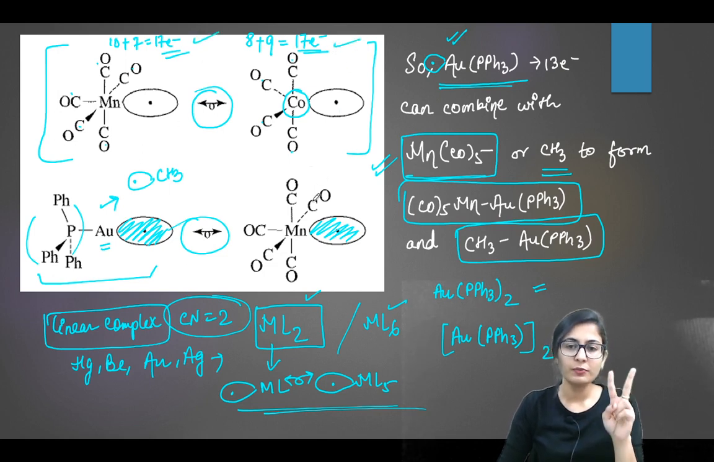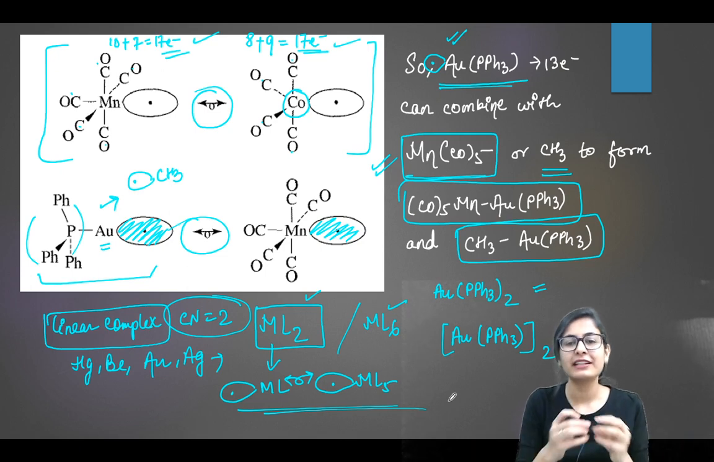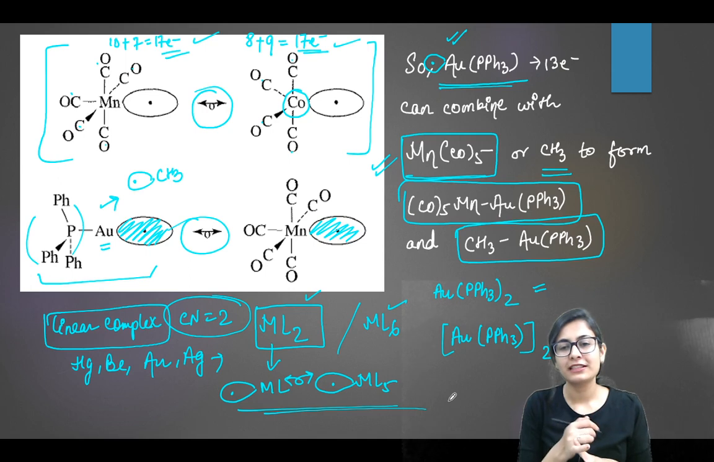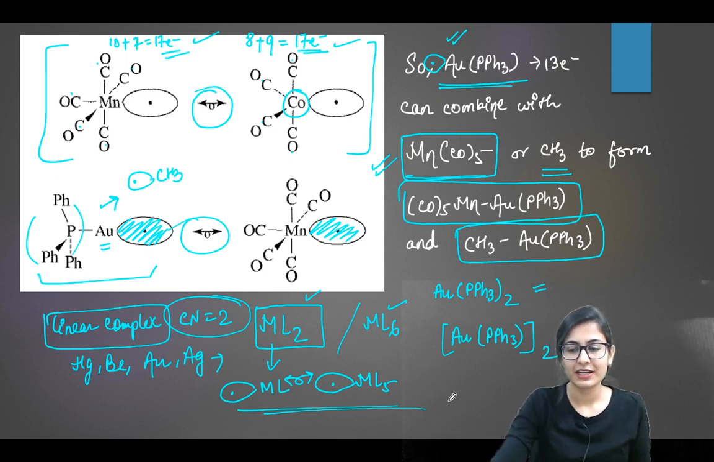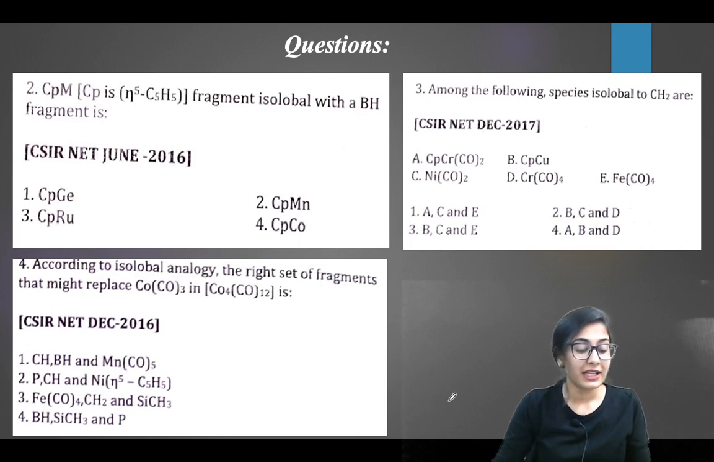So there are two major important things that you have to consider. There are a lot of possibilities and a lot of questions are possible on the isolobal concept. So first thing first, the frontier molecular orbital. The second thing is the number of electrons which are involved.